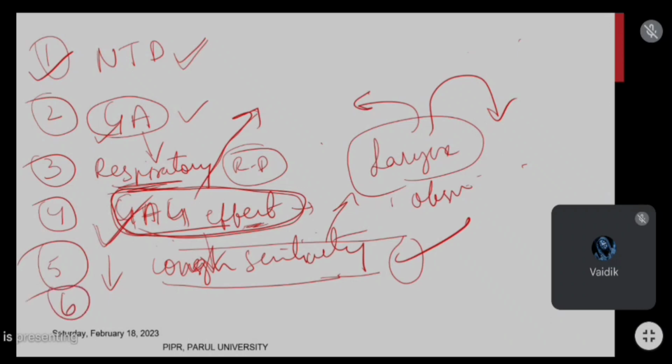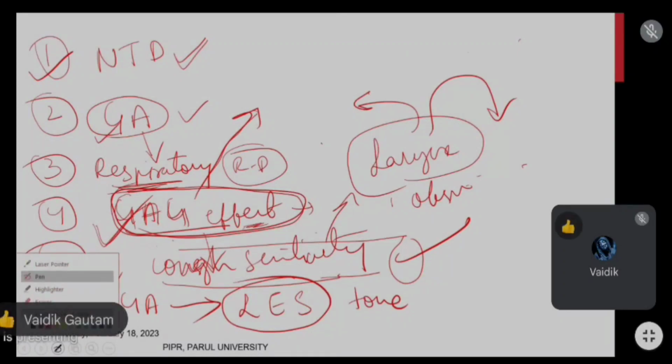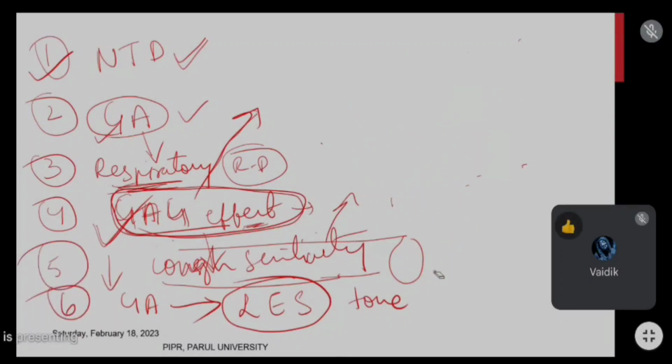Now, the sixth principle. Listen to all this carefully, you have to remember. Another very important point, the sixth principle: general anesthetics will try to decrease the lower esophageal sphincter tone. Very, very important. I think you all know about the upper esophageal sphincter and the lower esophageal sphincter. Do you know all this? We have the pyloric sphincter. Did you hear? Are you all listening to me?